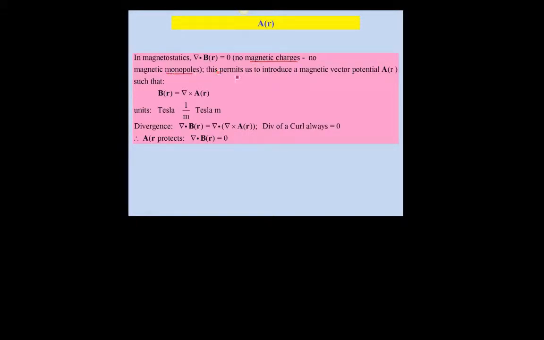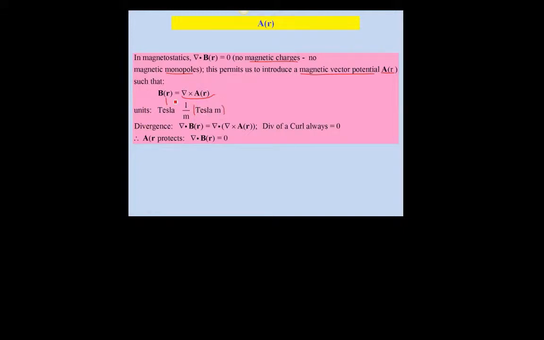What this means is that we can find a different kind of potential, namely a magnetic vector potential, and we'll call it A of R. This A of R will generate B by taking the curl of A. Now, if you look at the units, we know that B has the units of Tesla. This operator here is 1 over the distance, 1 over meters. So that means A has the units of Tesla times meters.